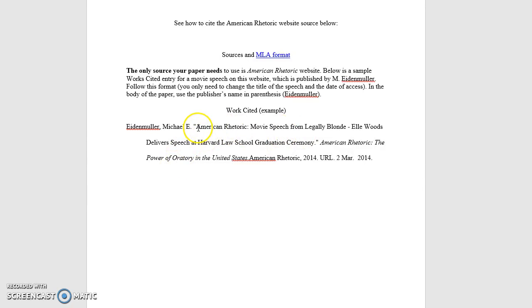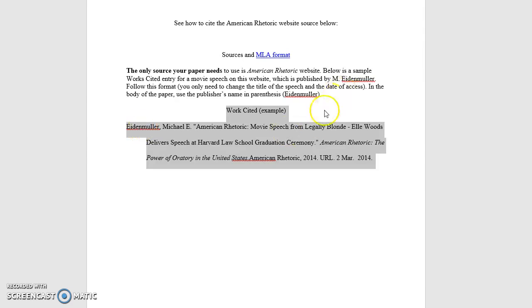But if not, you're going to have to change this part to be the title of the movie speech that you are doing. Everything else is the same except for when you get here, you'll need to change that date to whatever date the movie came out. And then this is going to be the date that you accessed it. So this is going to be your works cited, and that's the only source you should have on your works cited page. And your works cited page should be on its own page at the end of your essay.